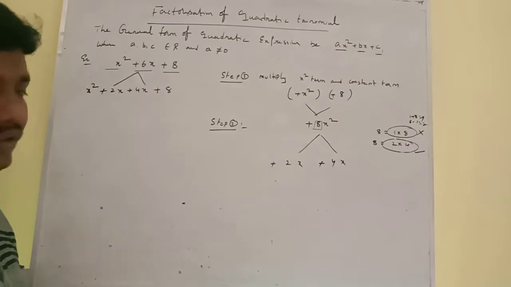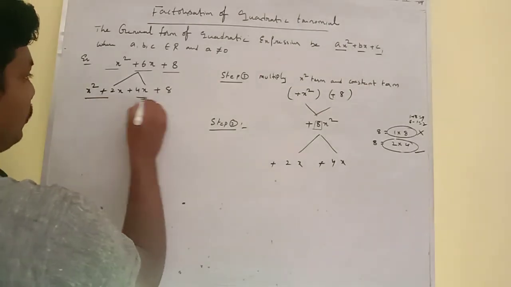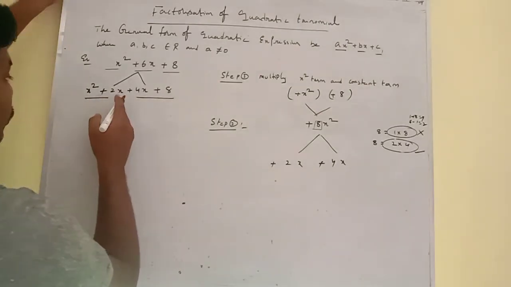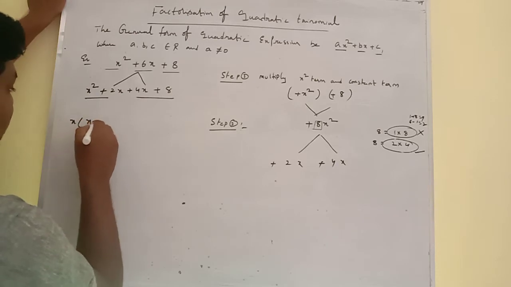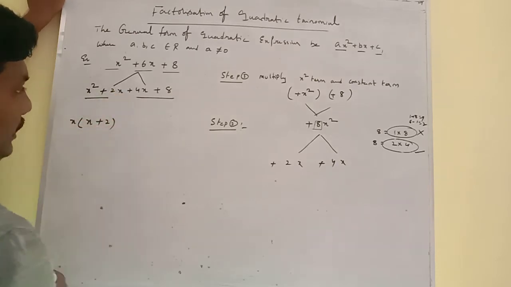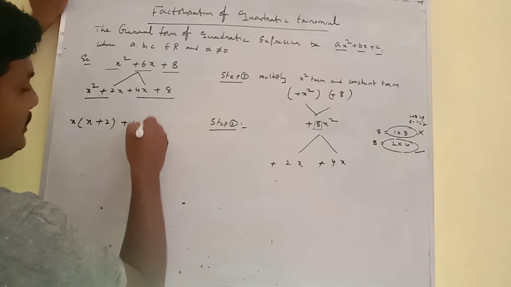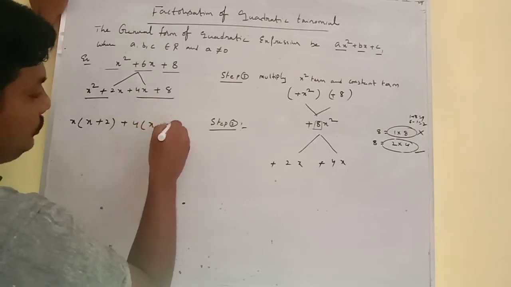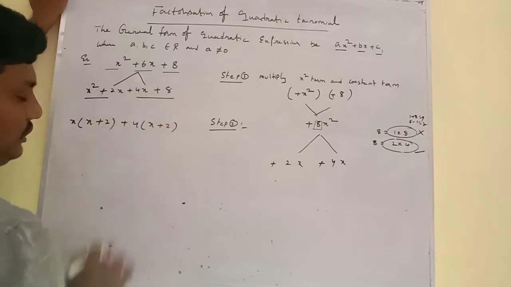Now by grouping the terms, first group these two terms and group these two terms. Then x square and 2x: x has been taken common, so the remaining x and 2 will be written here. Then plus, here 4 is taken common. Then x plus 2, because it is the 4 table: 4 ones are 4 and 4 twos are 8.